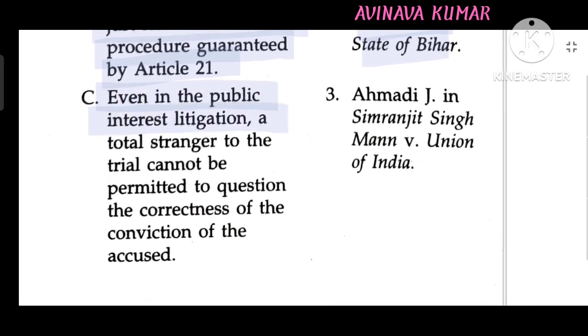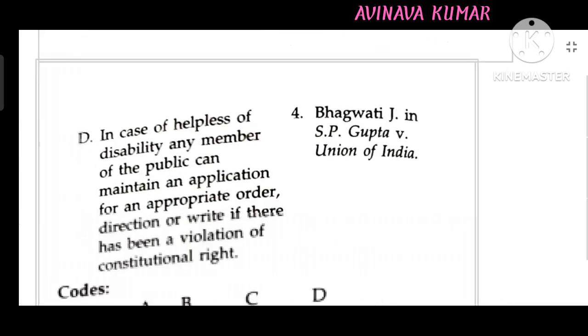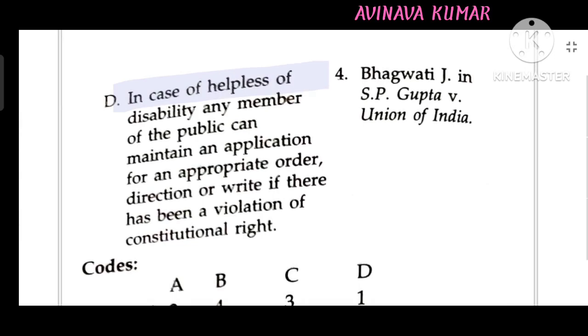Even in public interest litigation, a total stranger to trial cannot be permitted to question the correctness of conviction of the accused, Hamid J in Simranjit Singh Mann versus Union of India. In case of helplessness or disability, any member of the public can maintain an application for appropriate order, direction or writ if there has been violation of constitutional right. Bhagwati J in SP Gupta versus Union of India.